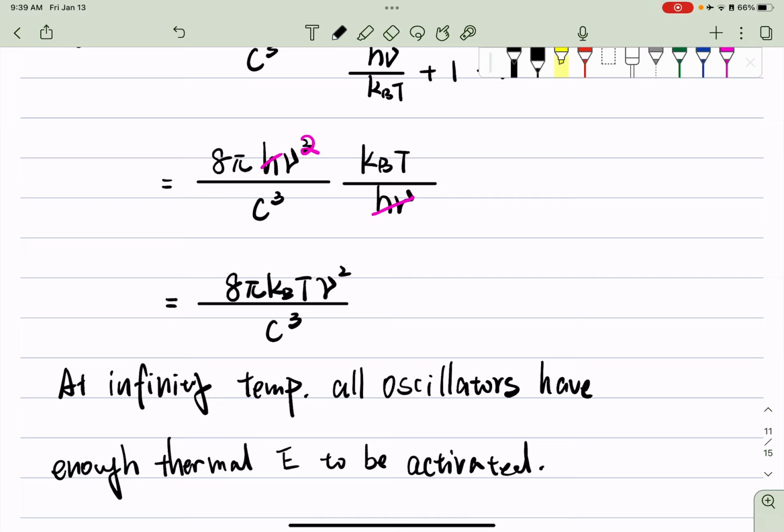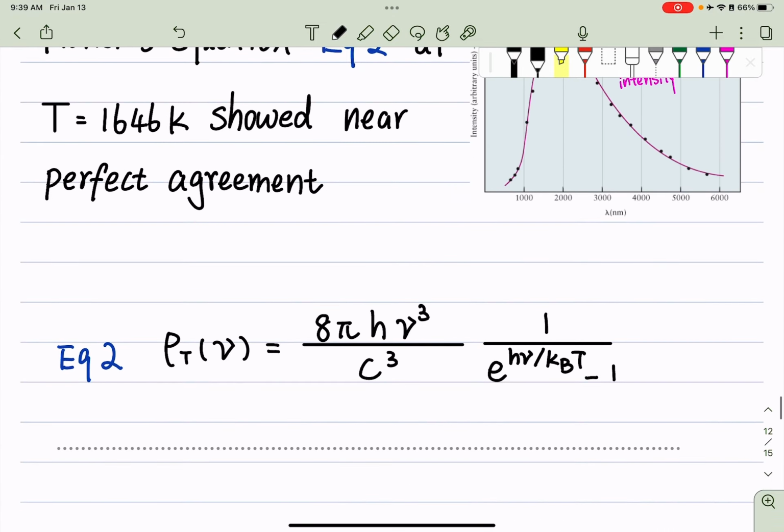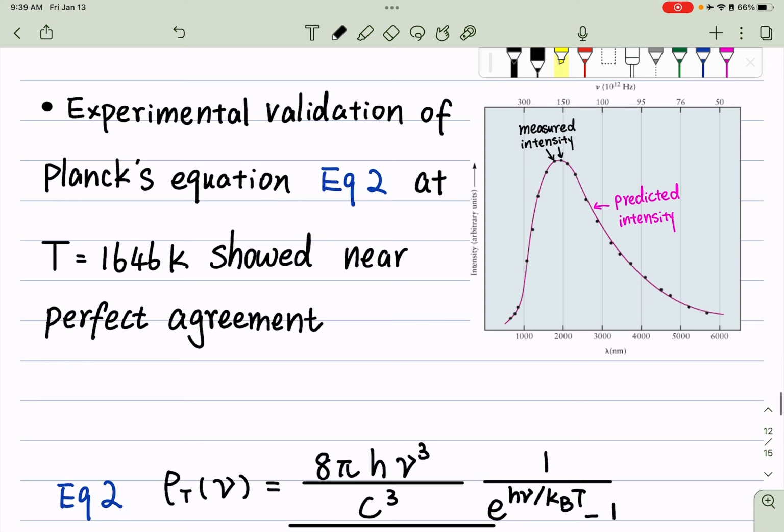All right, so the reason that at infinite temperature your classical theory meets the quantum theory is that we don't care how large that energy gap is. You always have enough energy to activate it. In reality, you don't have infinite thermal energy. So when your frequency gets big, the probability of activating that oscillator and giving off black body radiation becomes really, really small. That goes to the last bit here. We have a new theory, and we need to validate it.